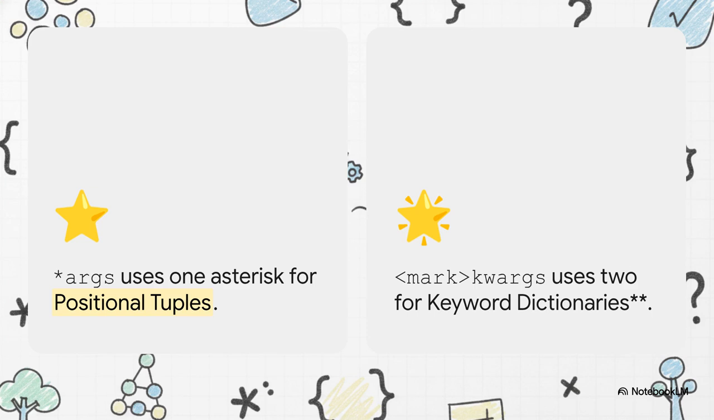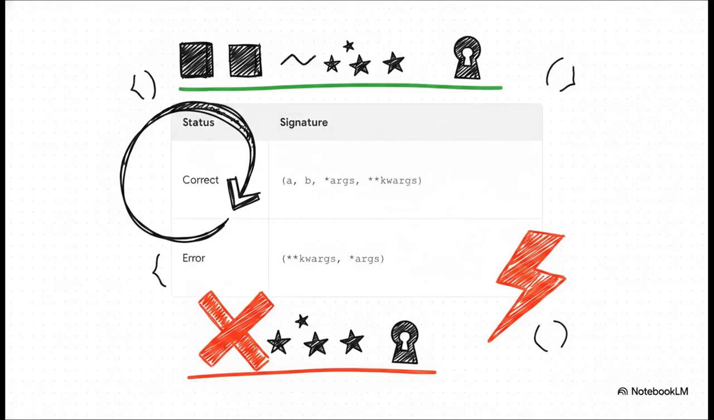A single asterisk gathers ordered positional inputs into a tuple. The double asterisk maps labeled keyword inputs into a dictionary. They're totally distinct concepts, but man, they work incredibly well in tandem to make your functions virtually bulletproof. But beware this incredibly common pitfall that trips up junior devs all the time.